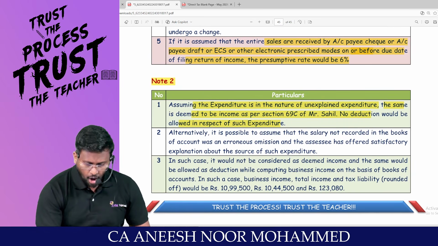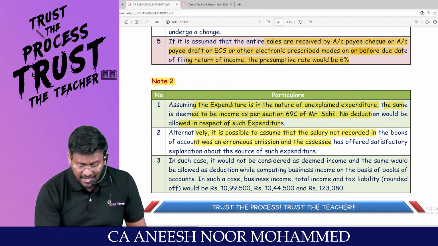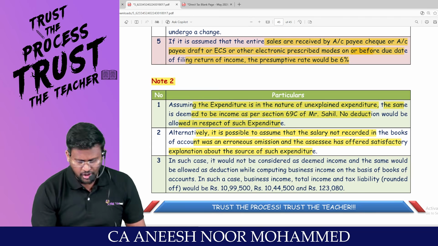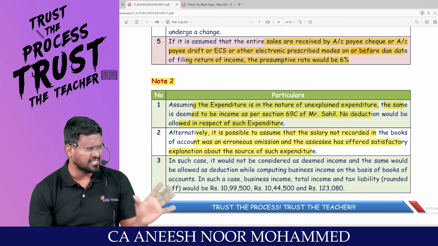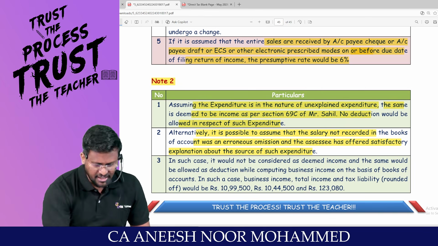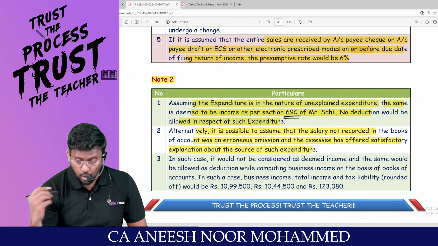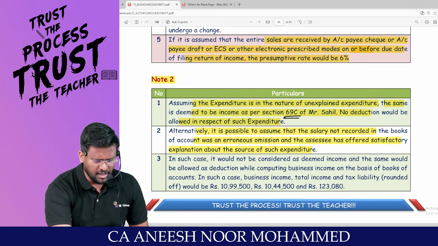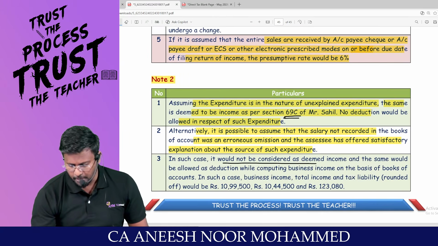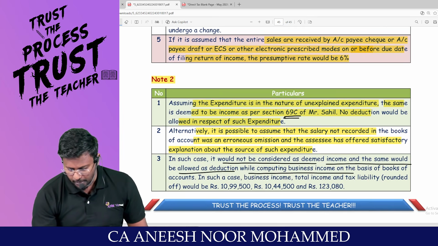Pakka? Alternatively, it is possible to assume that the salary not recorded in the books of accounts was an erroneous omission, and the assessee has offered a satisfactory explanation about the source of such expenditure. There is only an assumption. We have assumed that it is an unexplained expenditure. That's why 69C has been applicable. In case you are assuming that the assessee has given an explanation to the assessing officer, in such a case it would not be considered as deemed income, and the same would not be allowed as a deduction while computing income.